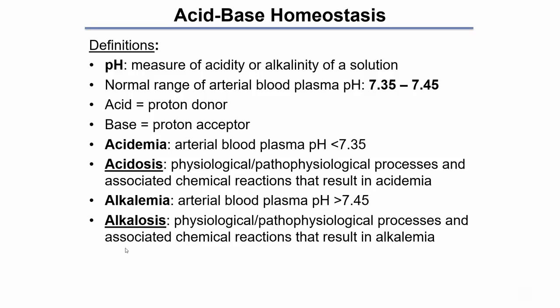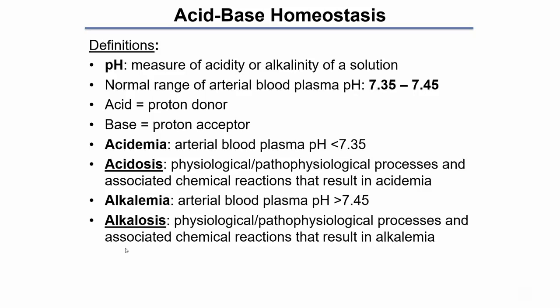A couple more terms. Technically speaking, acidemia is when the pH of arterial blood is less than 7.35. But we use the term acidosis to refer to all the physiological or pathophysiological processes and associated reactions that result in acidemia. So when you see a pH of less than 7.35, we almost always say it's acidosis, because we are talking not just about acidemia, but what exactly causes the acidemia. So we'll say respiratory acidosis or metabolic acidosis. Although the two terms are not synonymous, they're mainly used as synonyms of each other.